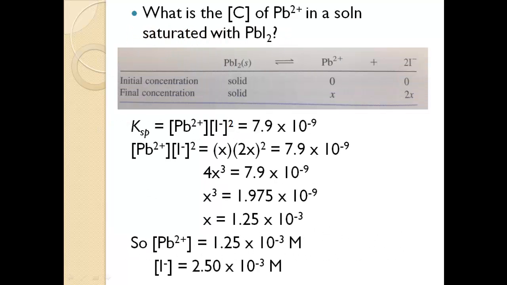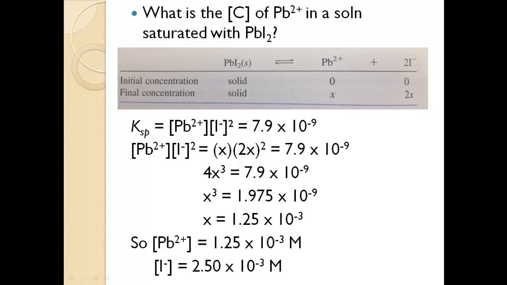What if I asked you what the concentration of Pb2+ was in a solution that was saturated with lead 2 iodide? We would use the equation that I just showed you in the last slide. So lead 2 iodide as a solid is in equilibrium with both of its ions. The initial concentration of those 2 ions is 0 because you have just that solid. Now, what happens at the final concentration? The solid stays a solid, and what has dissociated?